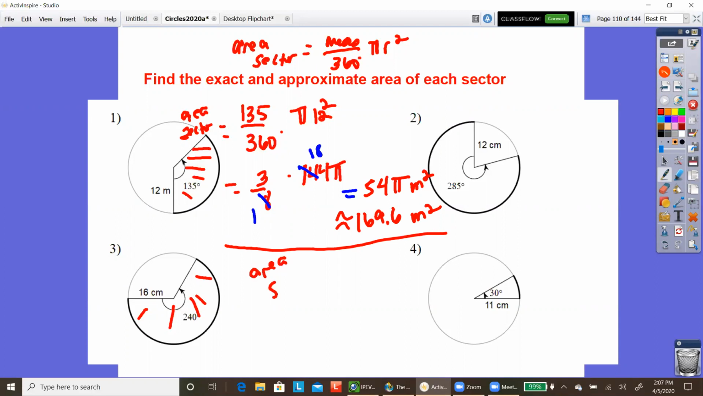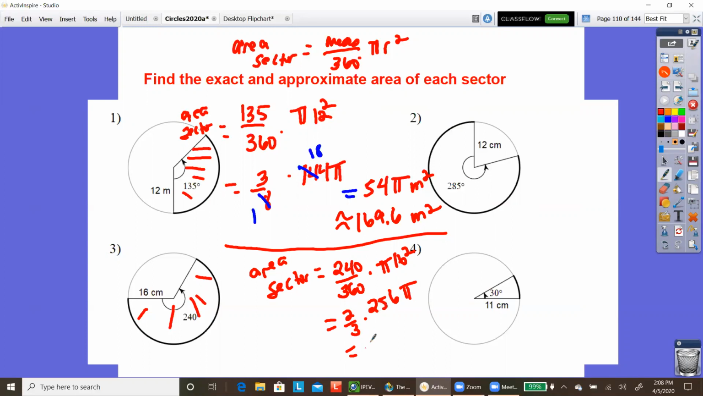Okay, so for the next one, it's going to be the same thing. The area of the sector would be the fraction. In this case, the fraction is the measure, 240 over 360, so it's going to reduce to 2/3, and then times the area of the circle. Now the radius is 16, so 16 squared is 256, so 256 pi. That's the whole circle. Now I don't want the whole circle. I only want 2/3 of it.